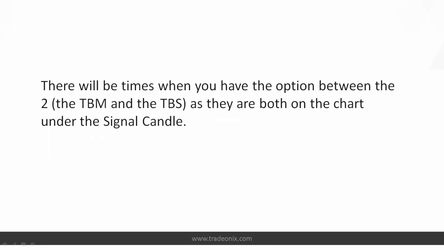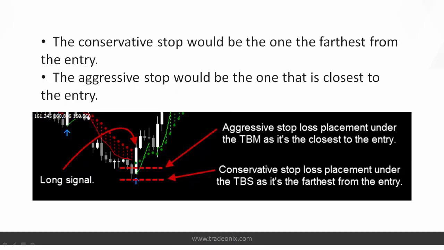There will be times when you have the option between the two, between the TBM and the TBS, as they are both on the chart under the signal candle at the same time. The conservative stop would be the one that is farthest from the entry, and the aggressive stop would be the one that is closest to the entry. In the chart example below, the TBM would be considered the aggressive stop because it is closest to the entry. The TBS would be considered the conservative stop because it is farthest away from the entry.